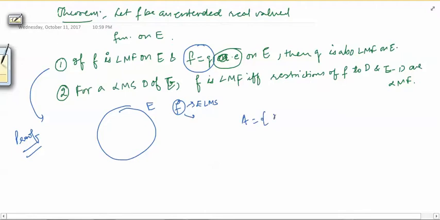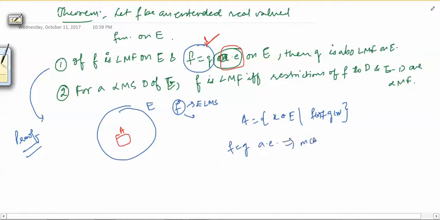A is that part of E on which f and g are not equal. f of x is not equal to g of x. So basically here you have, this is your E and this is the part A, right? Now because you are given that f is equal to g almost everywhere, it means that the measure of the set where f is not equal to g is 0, right? That implies the measure of the set A is 0, right?